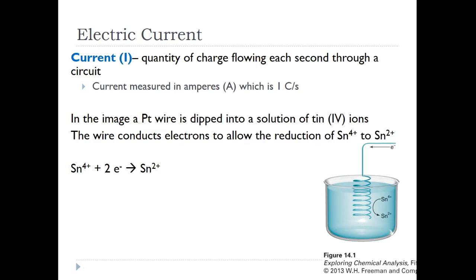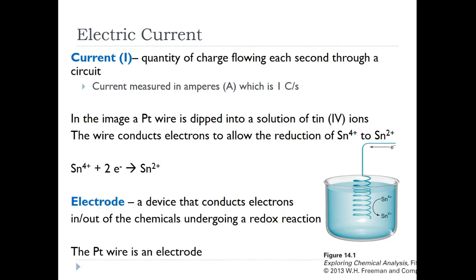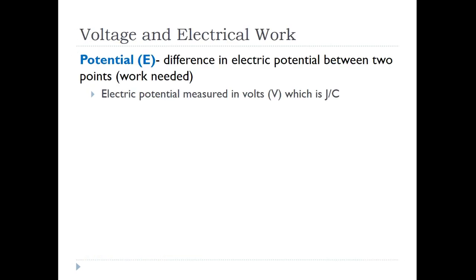So when we're looking at the current in this chapter, we're looking at the electrons moving from the thing being oxidized to the thing being reduced. We're going to need an electrode, which is something that conducts those electrons either into the reaction if we're adding electrons to the reaction, or out of the reaction if the electrons are leaving. So in this case, platinum metal is our electrode. And potential, which is just the difference in potential between two substances.